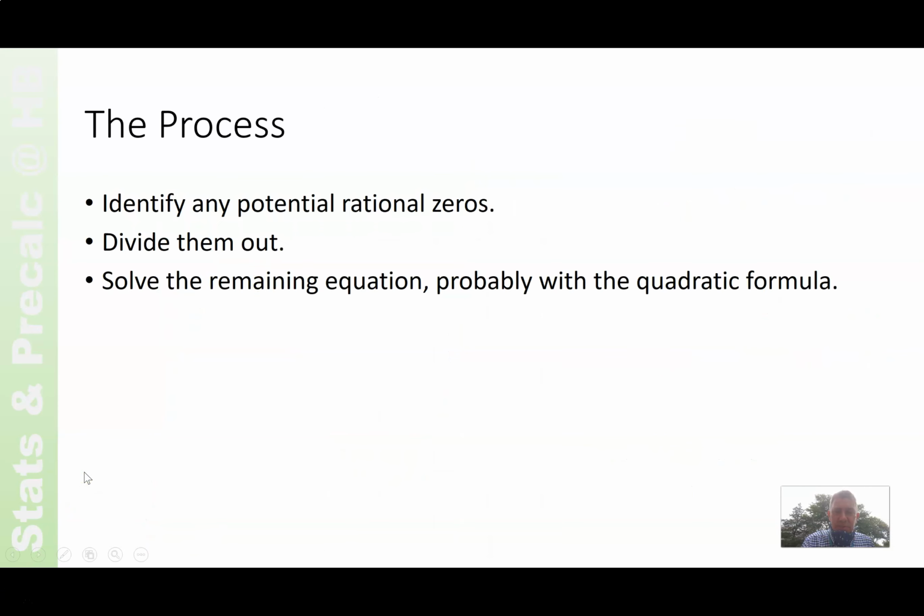Just to remember those steps again: identify any potential irrational zeros, and you can use a graph to do that. There's the old school way. If you look back at Ms. K's video about that, you can do that the old school way, but then divide them out and then solve the remaining equation, probably with the quadratic formula. Good work.